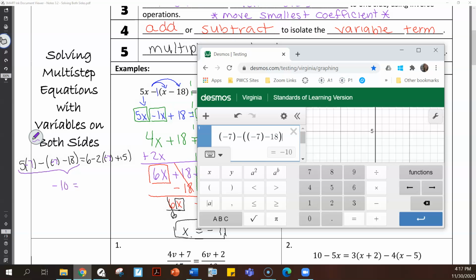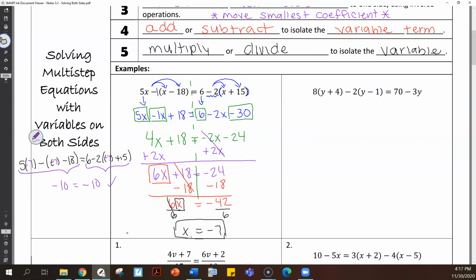So the question is, does this side also equal that? And I'm going to do that in Desmos the exact same way I just did. 6 minus 2 parentheses, another parentheses for my negative 7, plus 15, and close it. And I do get negative 10 over here. If my two sides are equal, that means my solution is correct and I did this right.